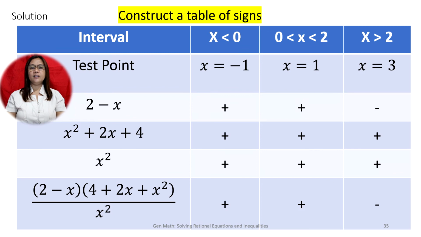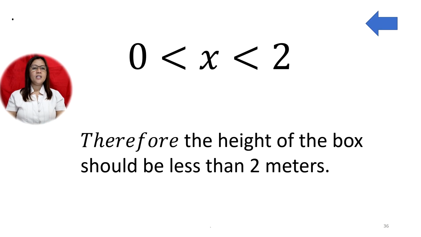For x greater than 2, where the test point is x equal to 3, 2 minus x is negative, x squared plus 2x plus 4 is positive, and x squared is positive. Negative times positive is negative, divided by positive is negative. Since we're looking for values greater than 0, it must be positive. Valid values would be x is less than 2 but greater than 0. Therefore, the height of the box should be less than 2 meters.